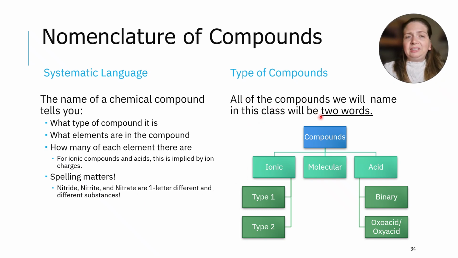Compounds can be divided into three main categories: ionic compounds, molecular compounds, and acids. Ionic compounds can be further divided into type 1 ionic and type 2 ionic compounds. Acids can be divided into binary acids and oxyacids. This gives us a total of 1, 2, 3, 4, 5 different types of compounds that will each have their own set of naming rules.